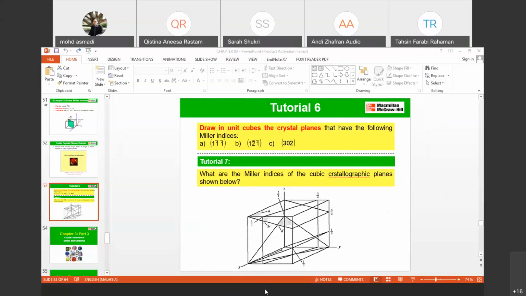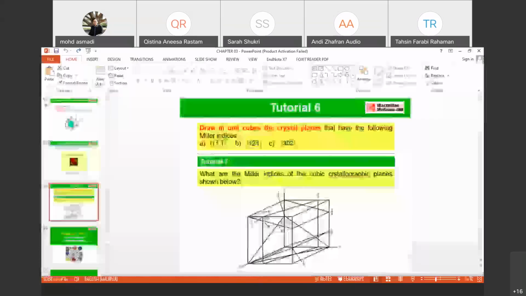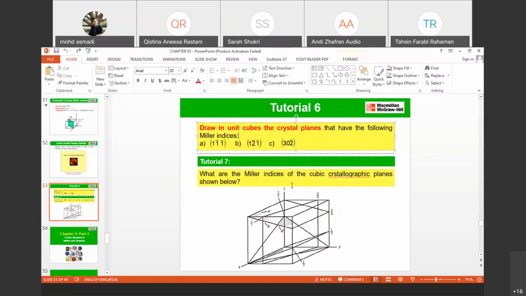Doctor, tutorial 6 or tutorial 7? Tutorial 6. Only tutorial 6. A, B, and C, you can choose any one.